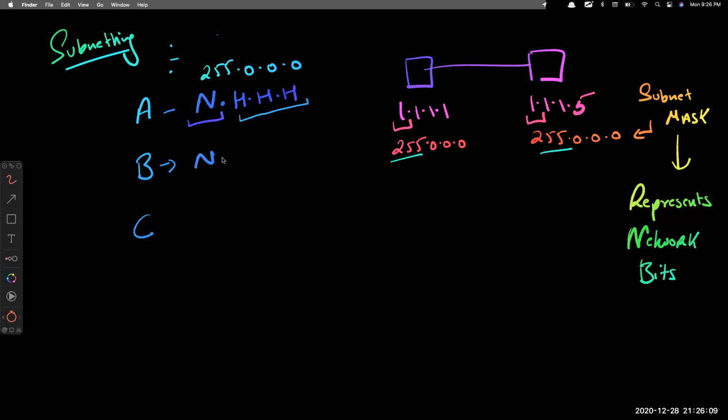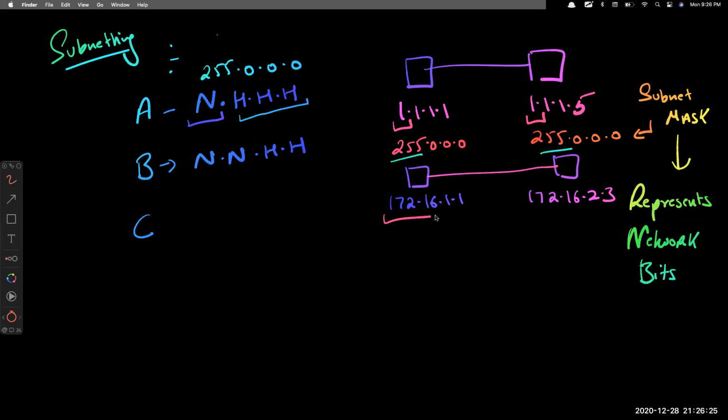In class B we have two network parts. So how does the computer understand? When we give any IP like 172.16.1.1 and another computer is 172.16.2.3, they are going to communicate with each other because their first two portions are matching, right? They are in the same network. How? Because when we assign, the computer automatically takes 2 times 255. This happens automatically, you can try it out. So 2 times 255 means the default subnet mask is 255.255.0.0.